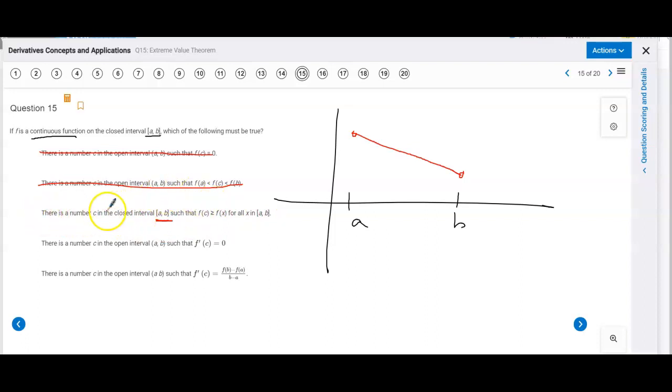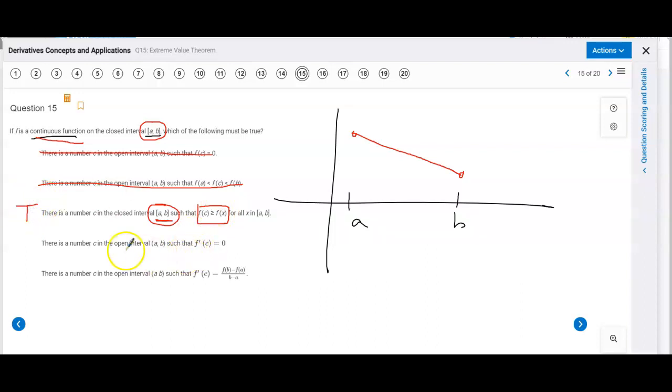Now, the extreme value theorem says that a function has an absolute max and an absolute min. This would be an absolute max if it's bigger than everything else. So the extreme value theorem says that a function will always have an absolute max so long as it's a closed interval and it's continuous. And look, that's what we have. I've got a closed interval and it's continuous. So that means this has to be true. Somewhere there must be an absolute max. It's got to be somewhere on that interval. So I think this one has to be true.